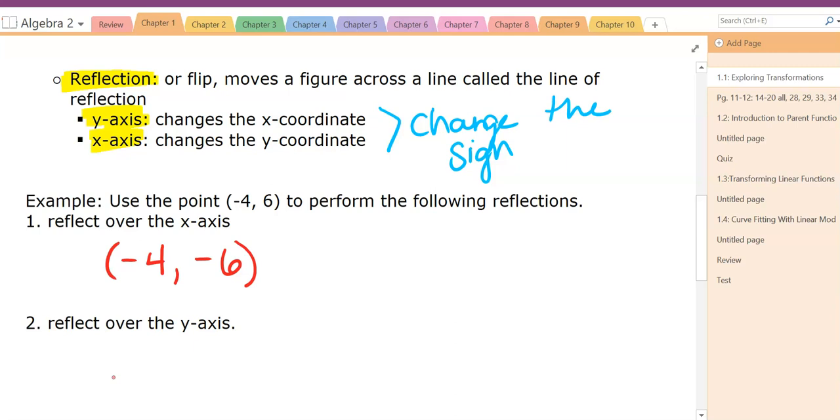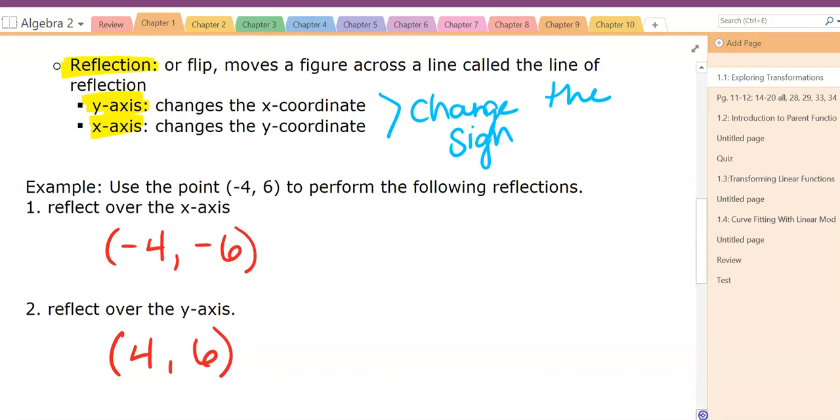So if you reflect over the y-axis, what did you guys write down for your new coordinate? 4, 6. For that one, you just change the x coordinate. So that one should have just become +4.